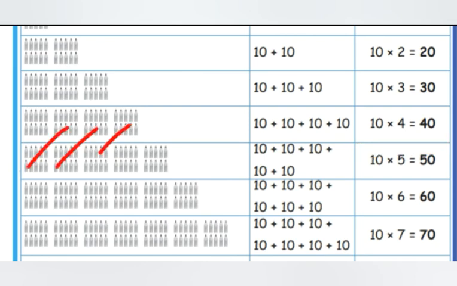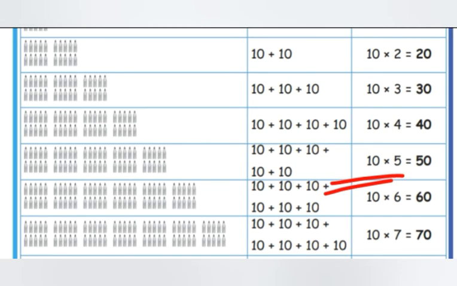Next, 5 times 10. The number of pencils is 10. The number of boxes is 5. The total number of pencils 50. So, the multiplication fact is 10 into 5 is equal to 50.